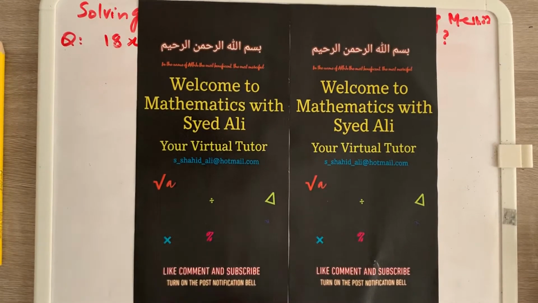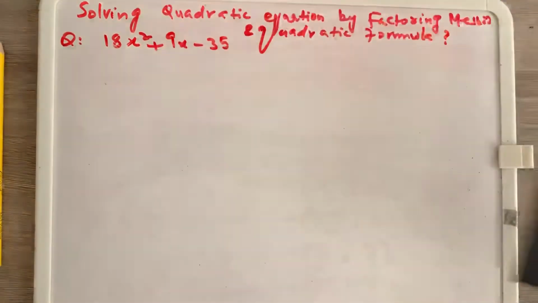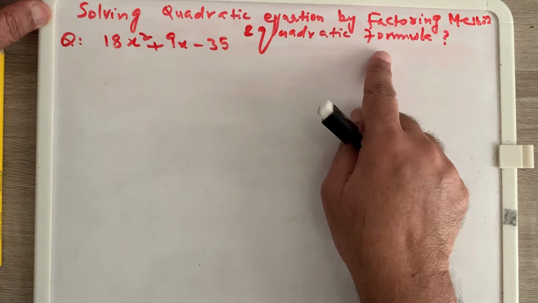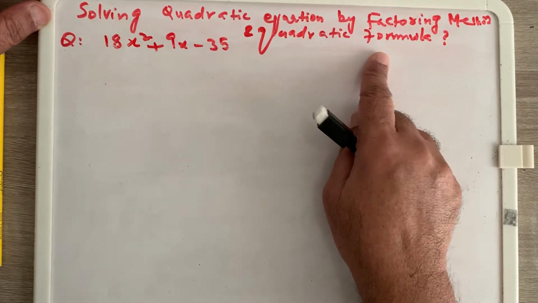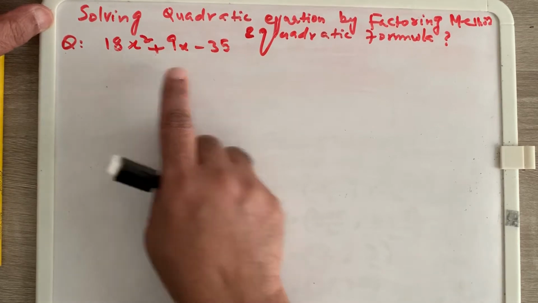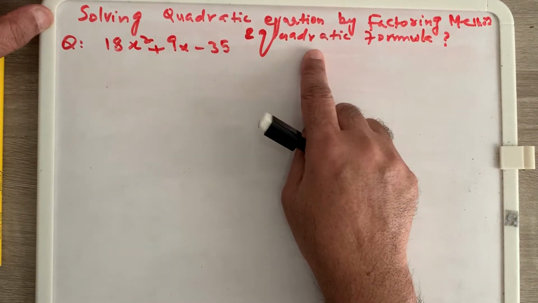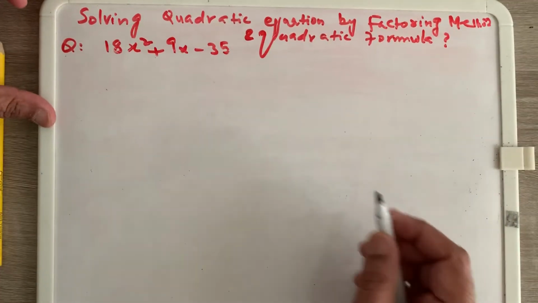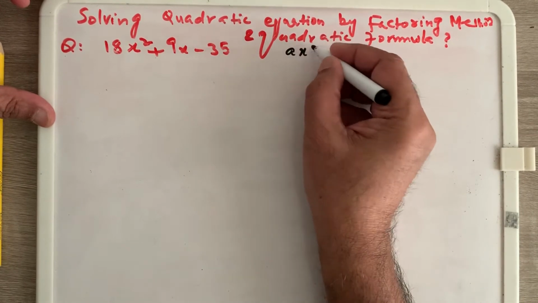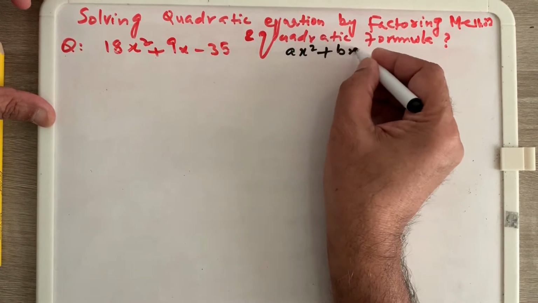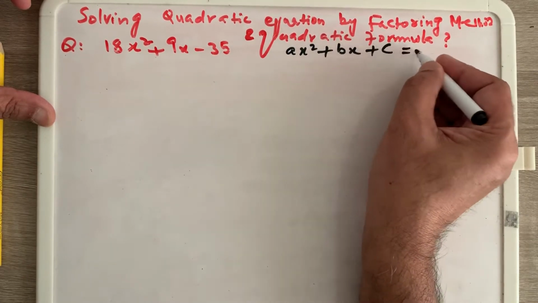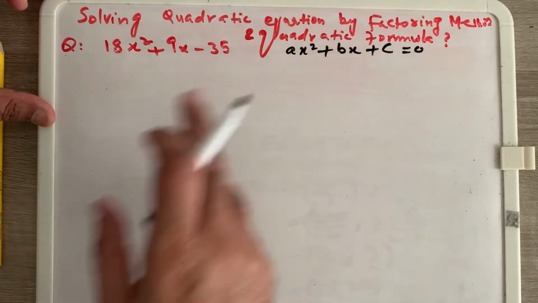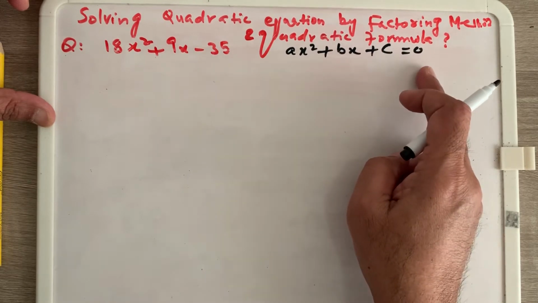So today we will be learning quadratic equation solution by the factoring method and the quadratic formula. So two things: we will be solving this equation with two methods. One is called the factoring method and the other one will be the quadratic formula. We have to understand that a quadratic equation is always of the form ax square plus bx plus c equals to 0, and we can see that this equation is of the same format: ax square plus bx plus c equals 0.